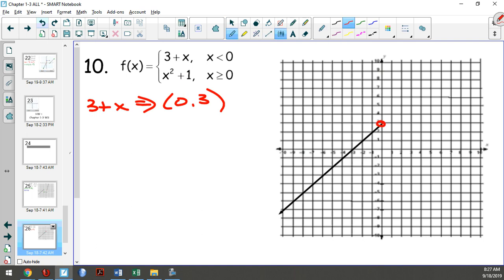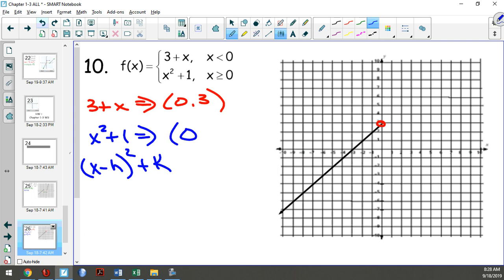Okay? So now what? What am I going to graph next? X squared plus 1. If you have to do this, what is my vertex? Remember vertex? X minus h quantity squared plus k. Do you remember that? Remember that from algebra 2? It should be coming back. There's nothing here, so my vertex is going to be 0, 1. So my vertex is 0, 1.